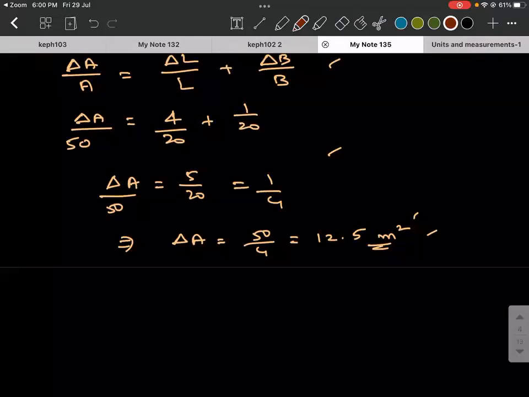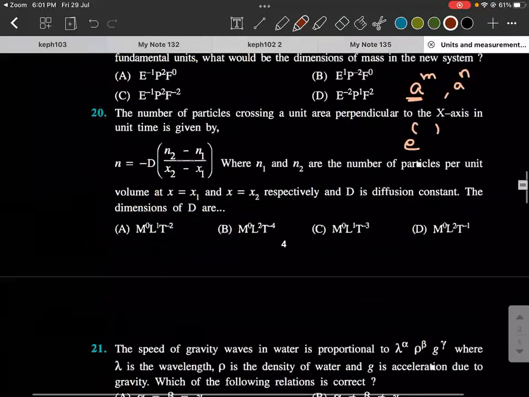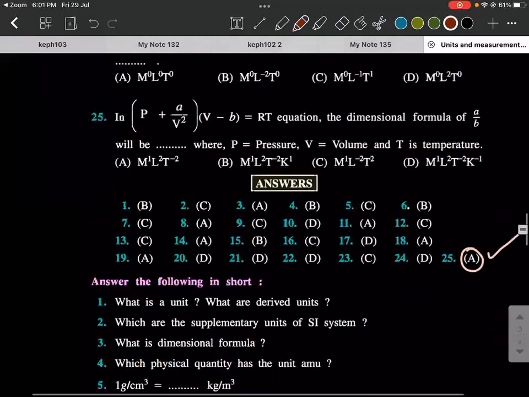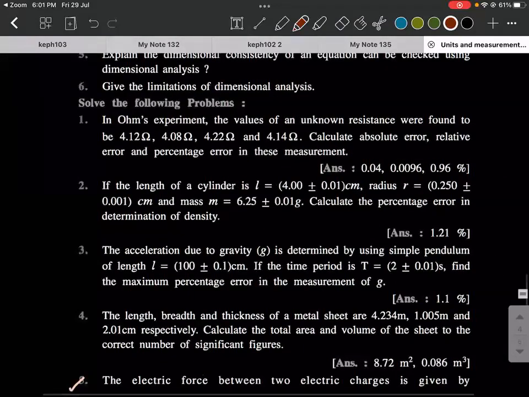I'll tell you why it worked in the previous case. Because it is a ratio, and the power of the variables that were involved was 1. The index was 1. That is why we got the same. So I suggest that is not a shortcut. Don't go with it. Go with this absolute method. Right? And one more thing that you need to concentrate upon is the significant figures.